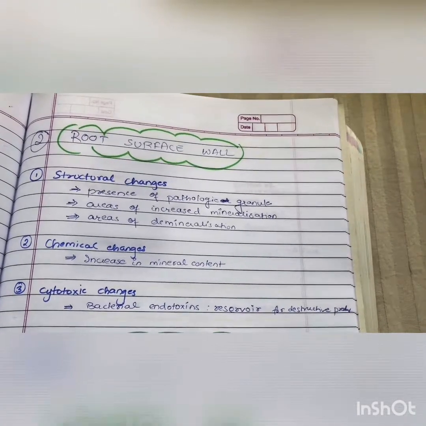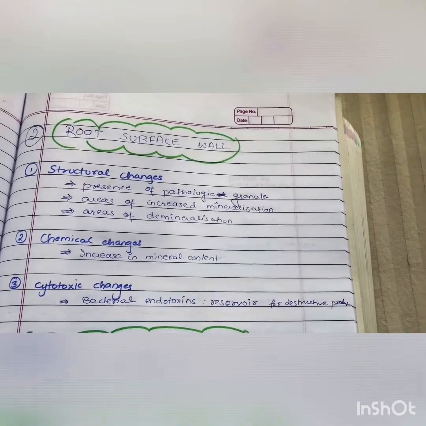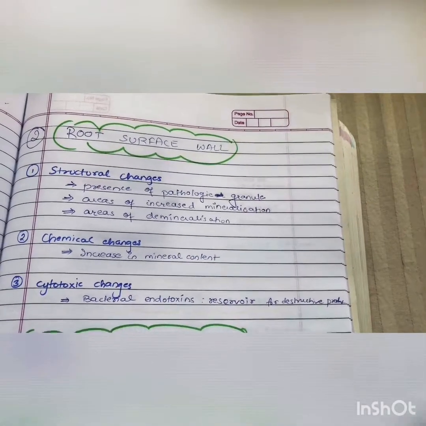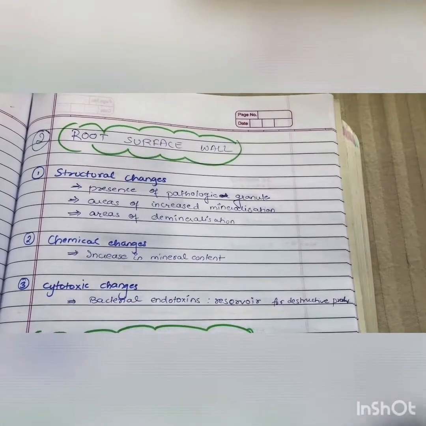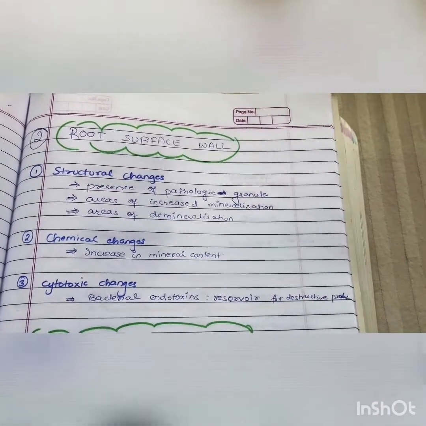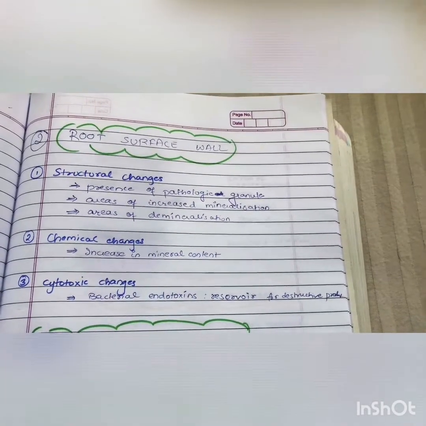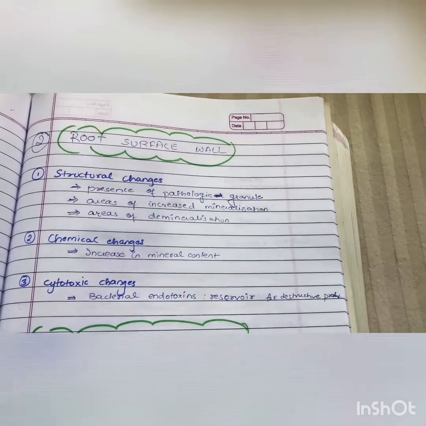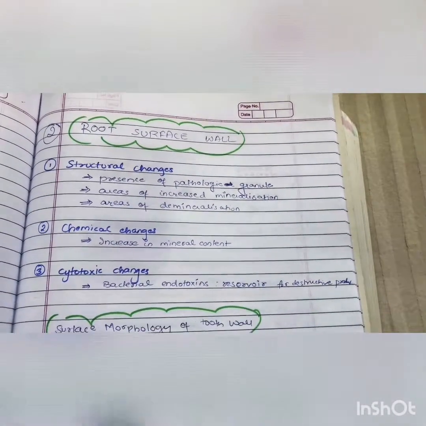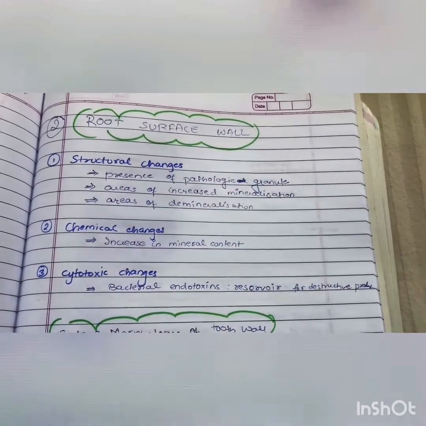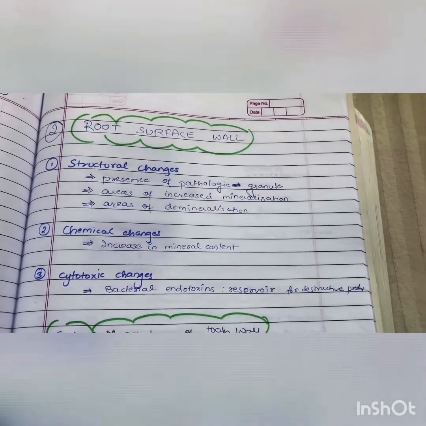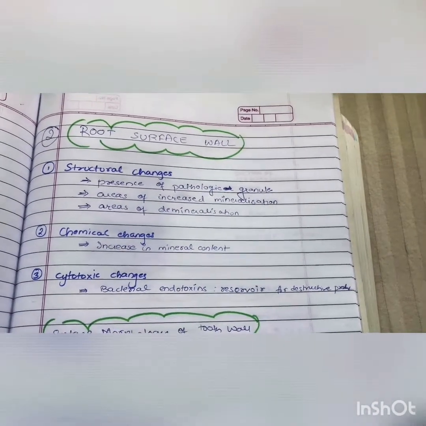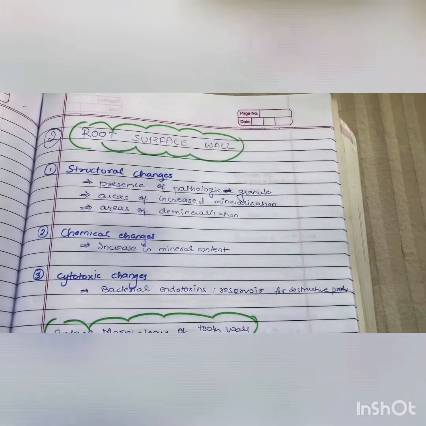Then there is an area of increased mineralization, because now this cementum is exposed to the salivary mucins and salivary contents. It causes an increase in mineralization in certain areas of your root surface. However, in certain areas of the root surface you have demineralization caused because of the acid attack of your bacteria, which causes formation of root caries. Next is the chemical change. Chemical change is nothing but the increase in the mineral content of your root surface. Fluoride increases, potassium, calcium, magnesium, etc. All these minerals have the tendency to increase in your root surface.